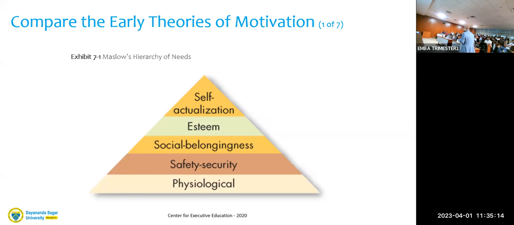Okay, so right. So that is the self-actualization part where you work because you really want to work. Any confusion? This model is fairly simplistic.